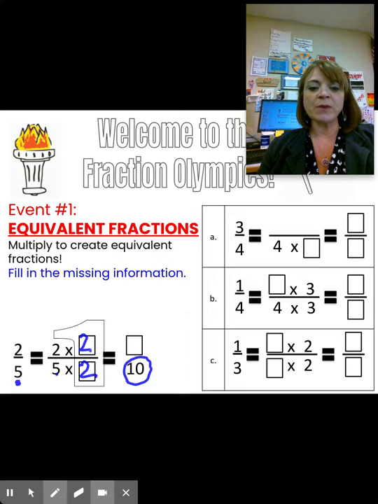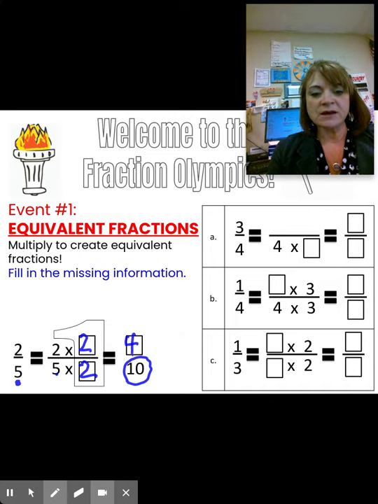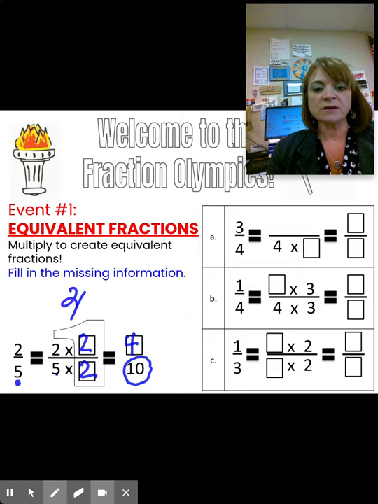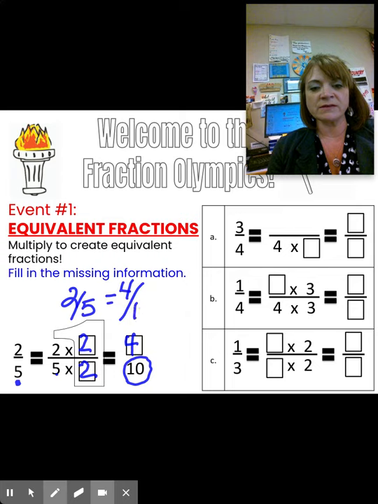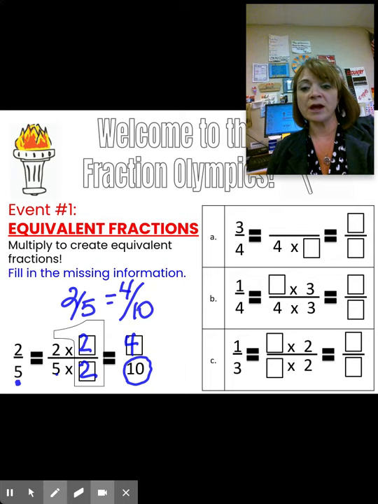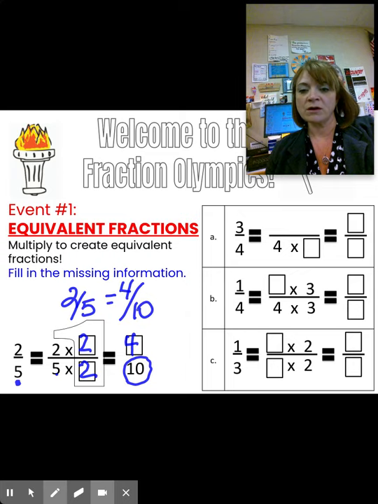So if I multiply 5 by 2, I get 10. 2 times 2 is 4. So that means that 2/5 is equivalent to 4 tenths. Let's do one more, and then you can do the rest of them on your own.